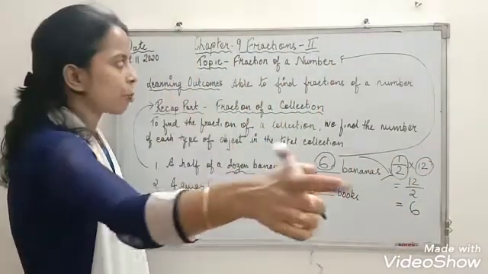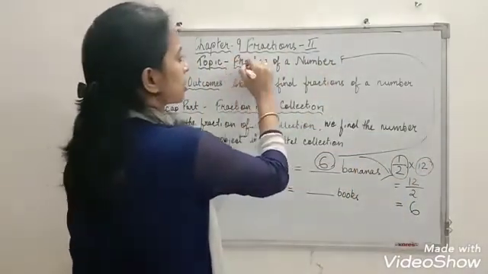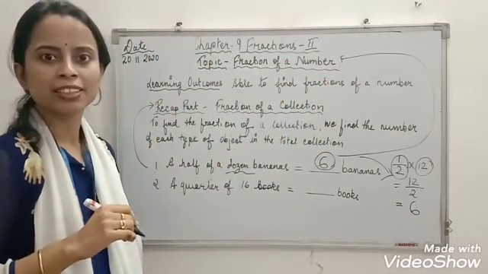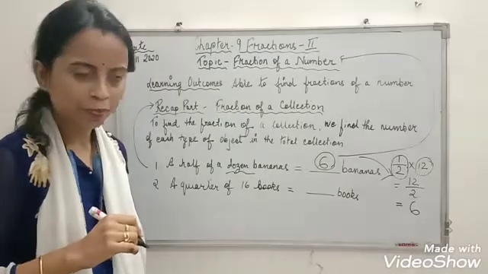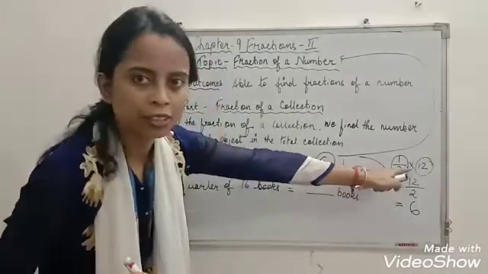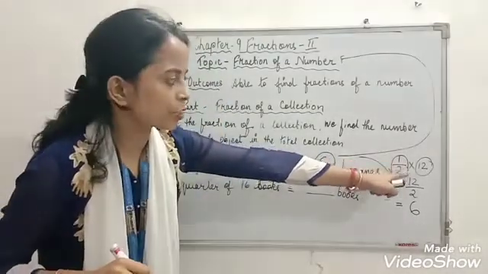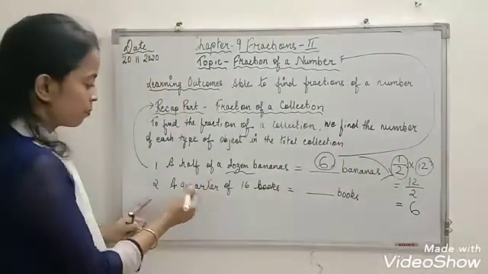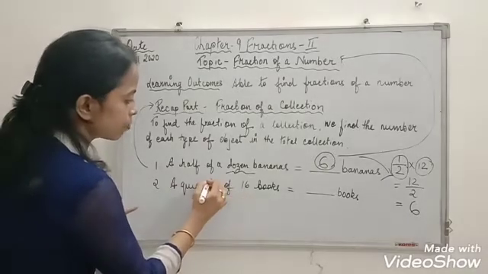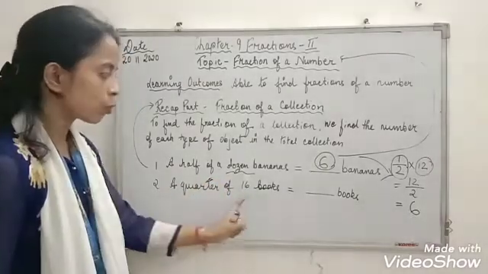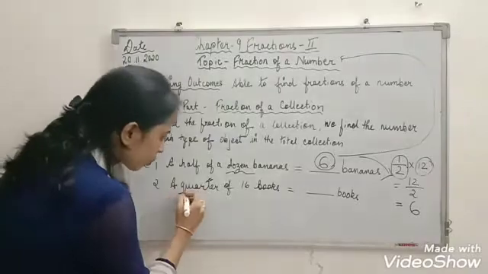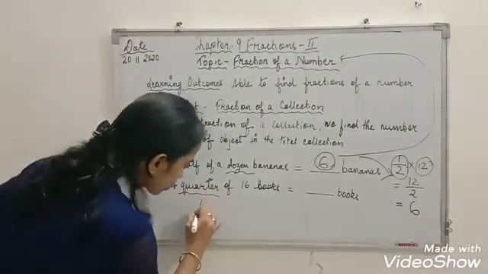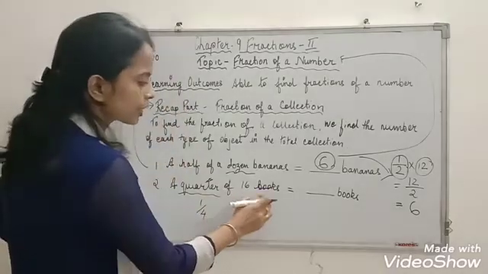So today our topic is what? We are going to learn how to find a fraction of a number. Got it, children? So this is the process of how to find a fraction of a number. Next one, tell me, children. A quarter of 16 books. Quarter is a fraction term. Quarter means 1/4. 1/4 of 16 books.